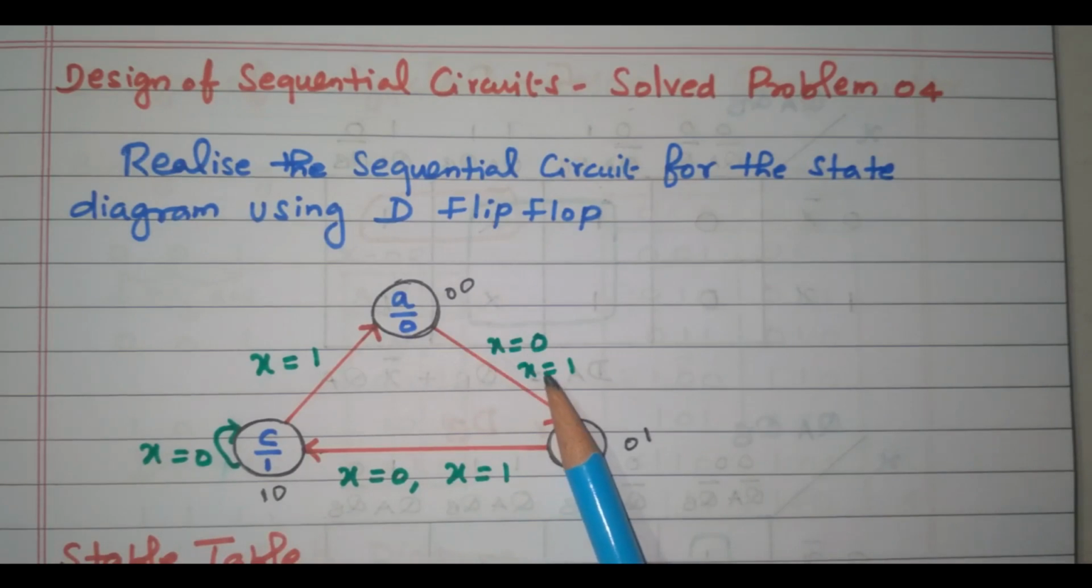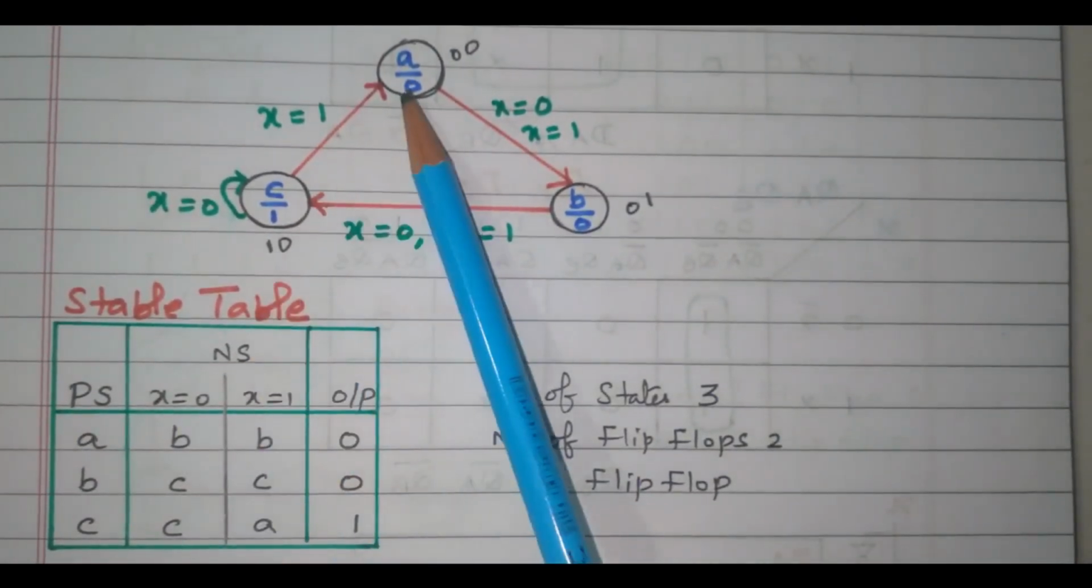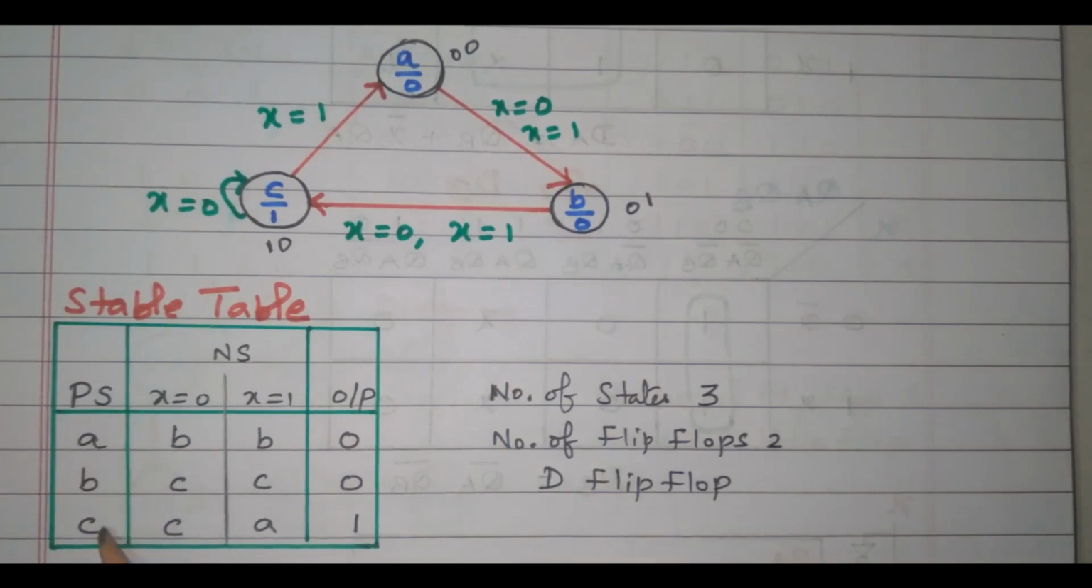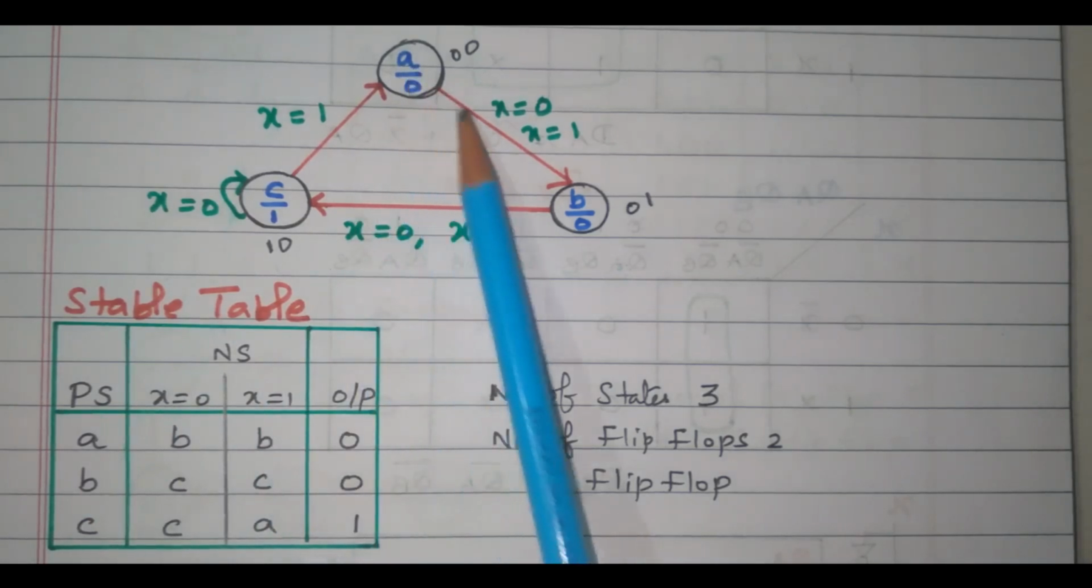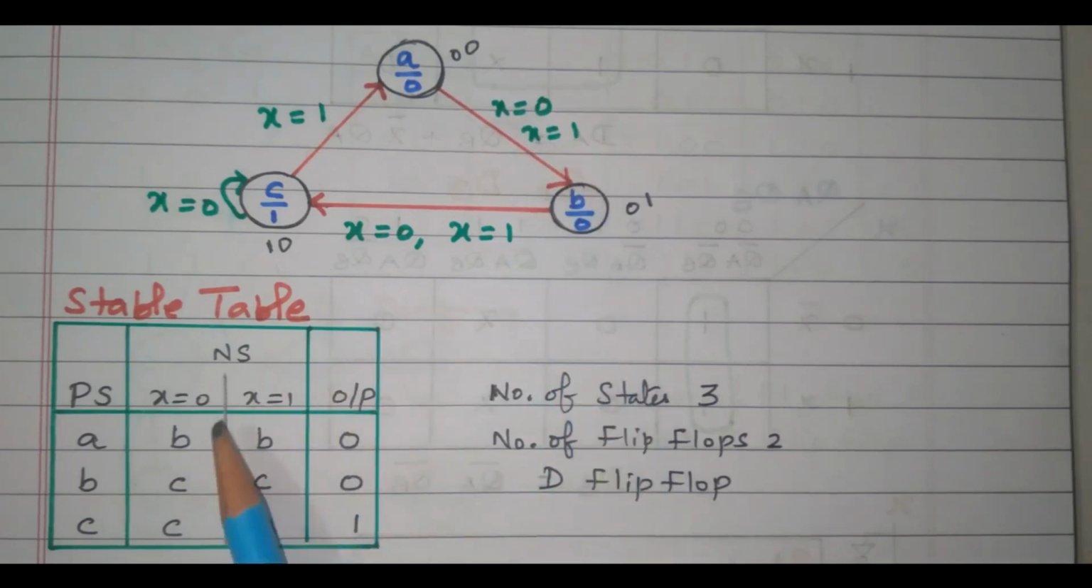So from this we need to develop the state table. From the state diagram, first we need to develop the state table. See this, A goes to B for x equal to 0 as well as x equal to 1. This is the present state. This is the next state for x equal to 0, x equal to 1. State A goes to the state B for both x equal to 0 and x equal to 1.